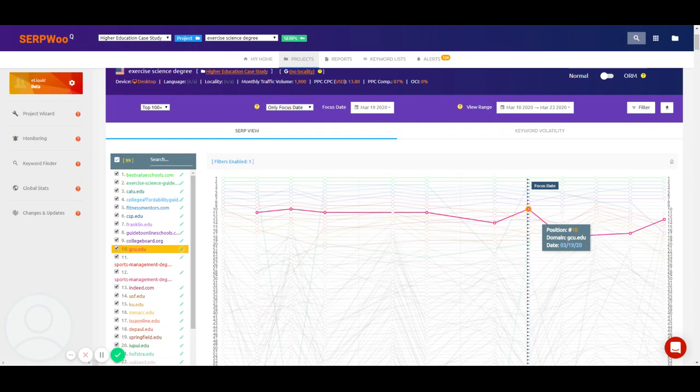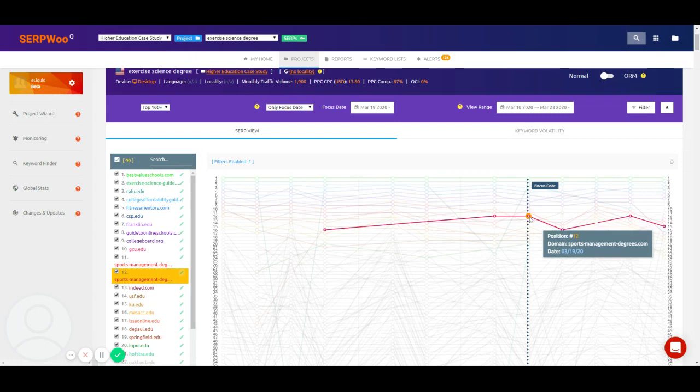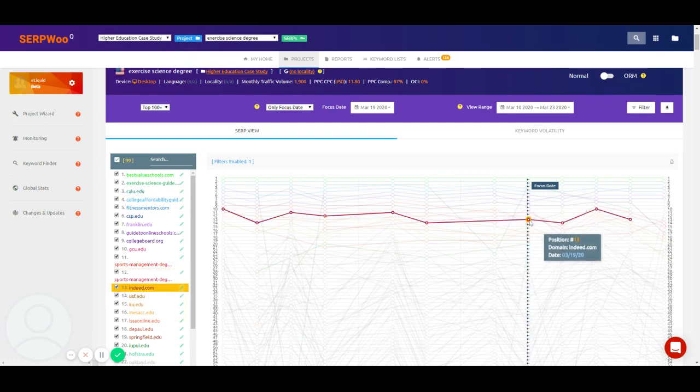This one might be a possibility. GCU. Indeed, if you know somebody in Indeed, they might not need your help, but you could point this out about this keyword. Indeed's a massive company, so this might not be the best one. But again, if you've got a contact there, Indeed might be somebody that you reach out to too.